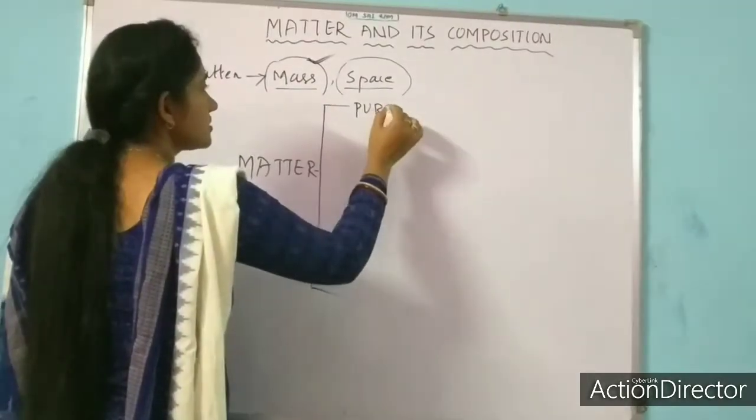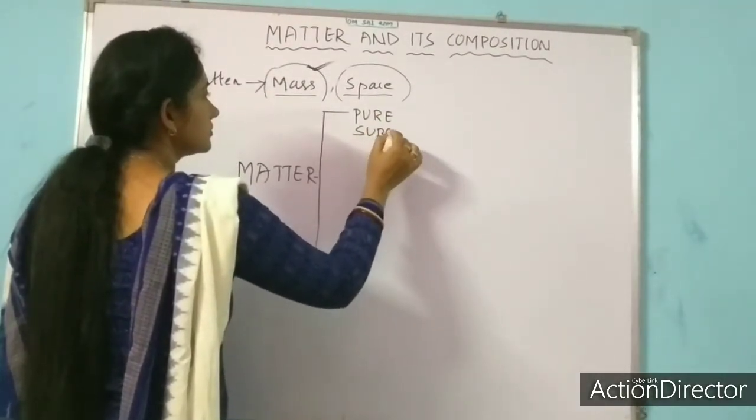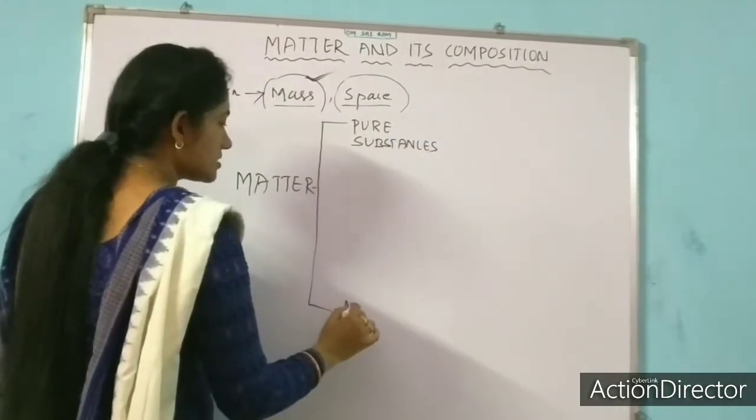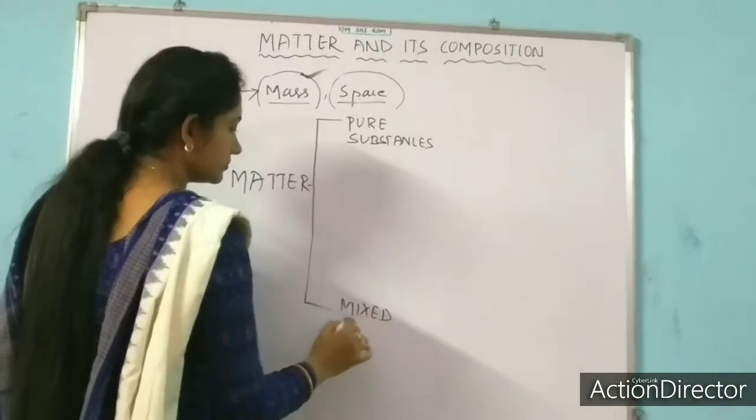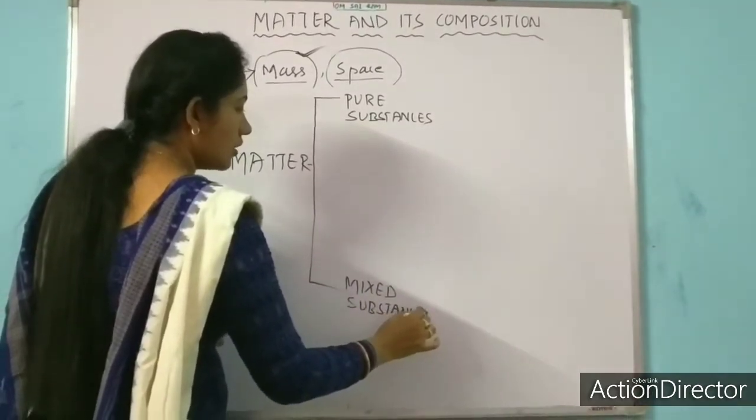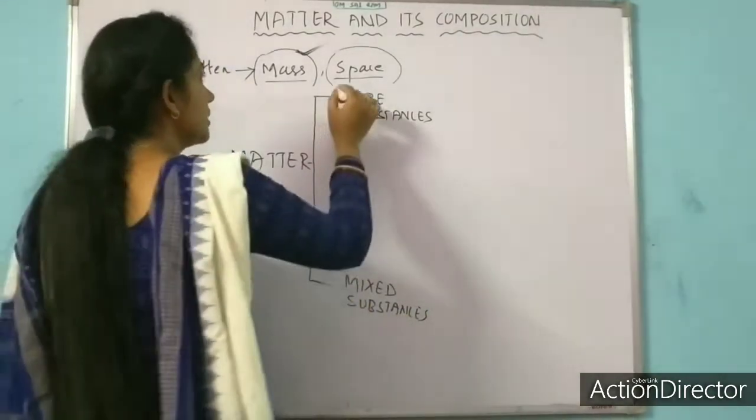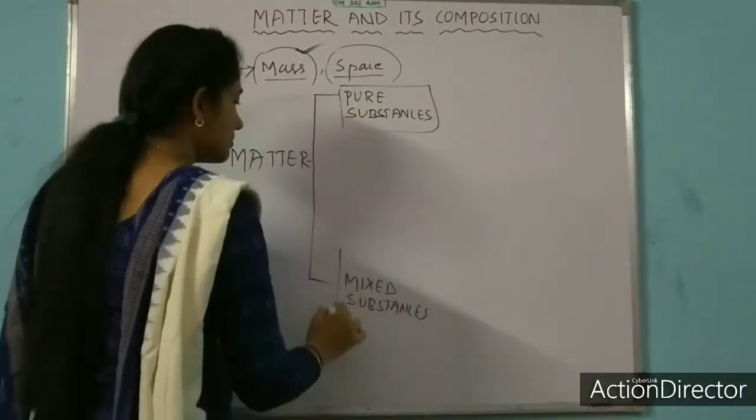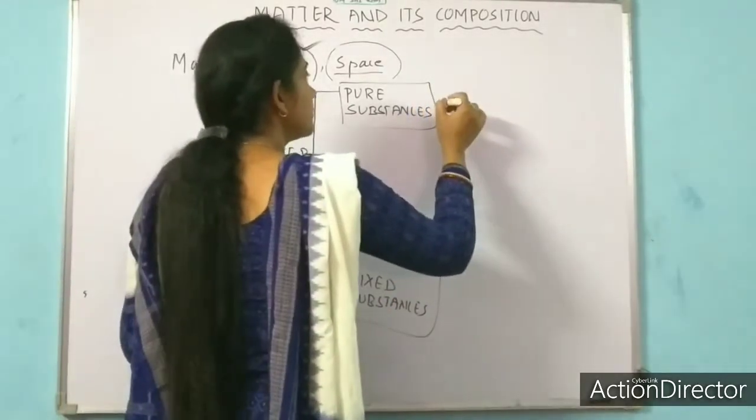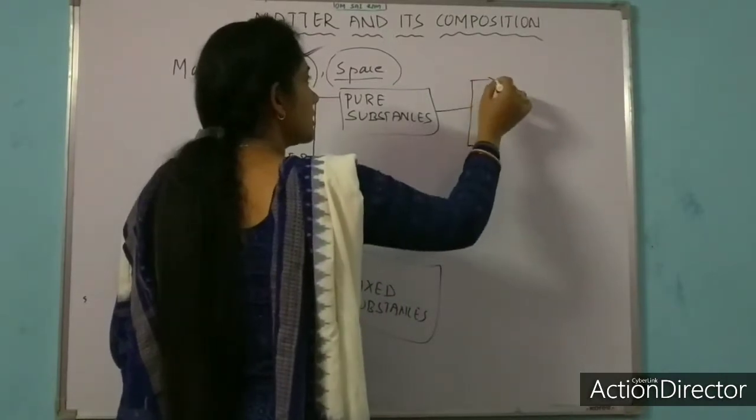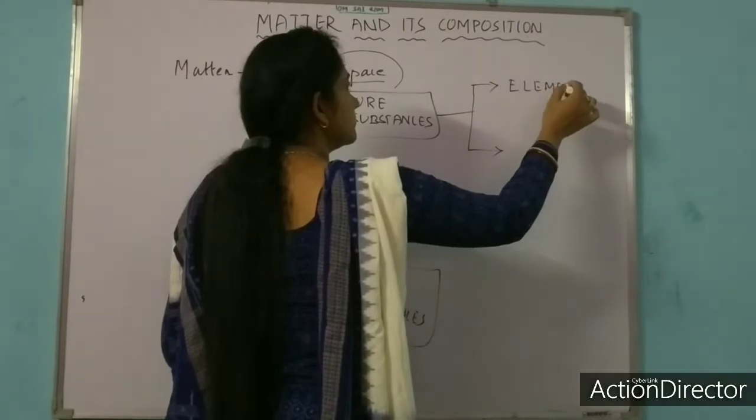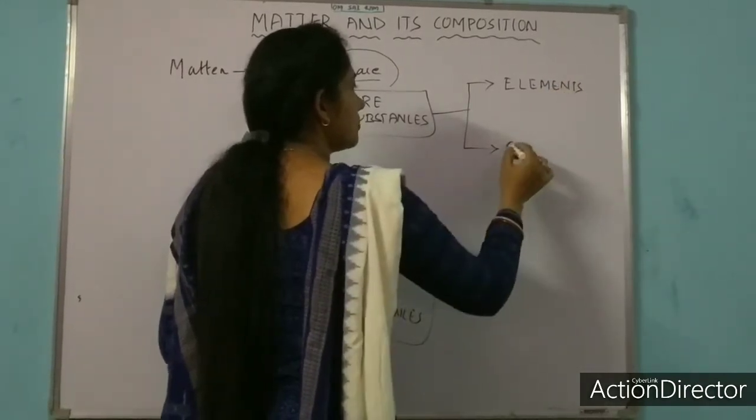Pure substances and mixed substances, or else we can also call it a mixture. Pure substance and mixed substance or mixture. Pure substances are again of two types. What are they? Elements, compounds.